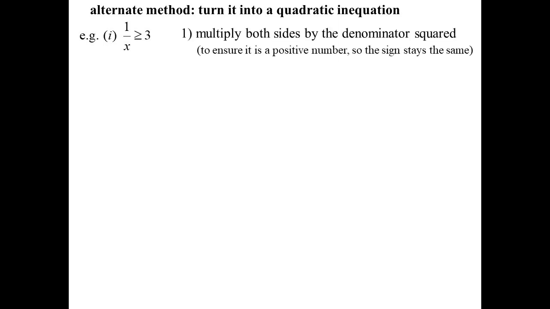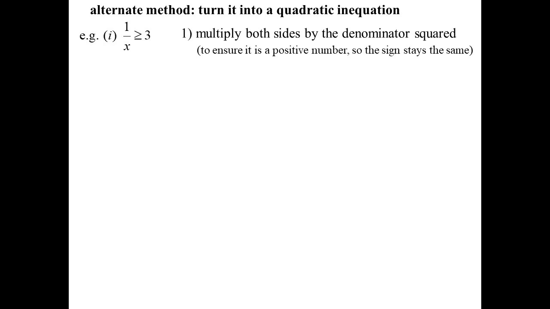1 over x is greater than or equal to 3. How do you do it? Again, we turn it into a quadratic. Multiply both sides, not by the denominator, but by the denominator squared. And the reason you do that, you have to multiply by a positive number. And you don't know whether x is positive or not. So simply multiplying by x, you don't know whether you have to change the sign or not. But if I multiply by x squared, I know, it doesn't matter what x is, x squared will be positive. So I can multiply by that and the sign won't change. So that's why we multiply by the denominator squared.